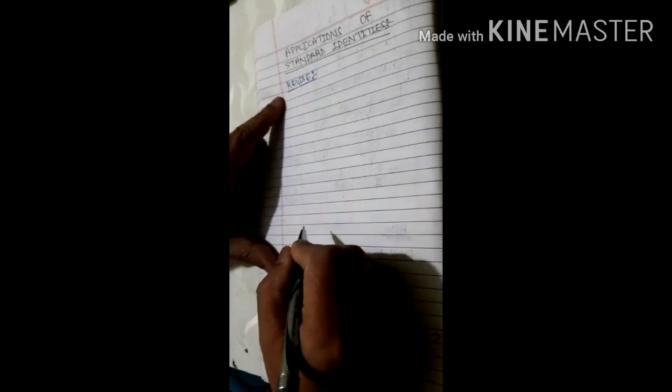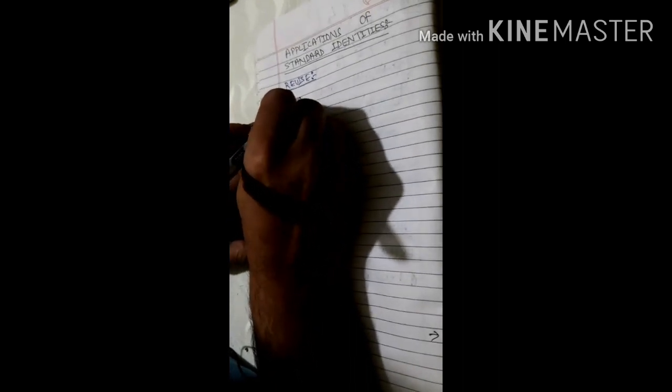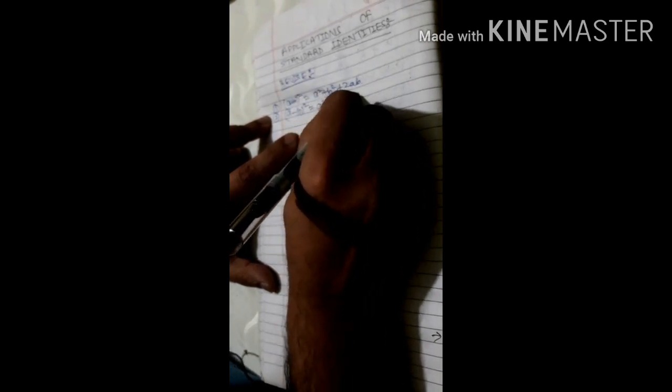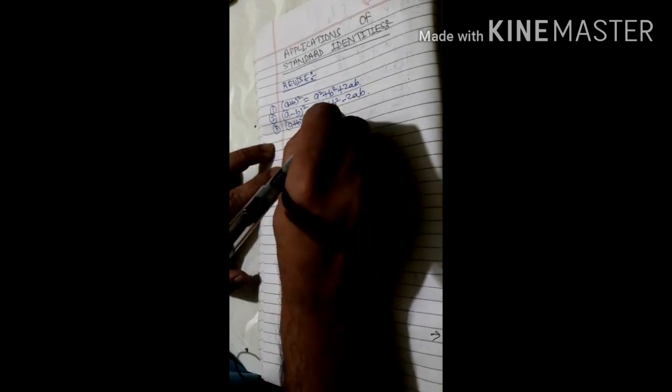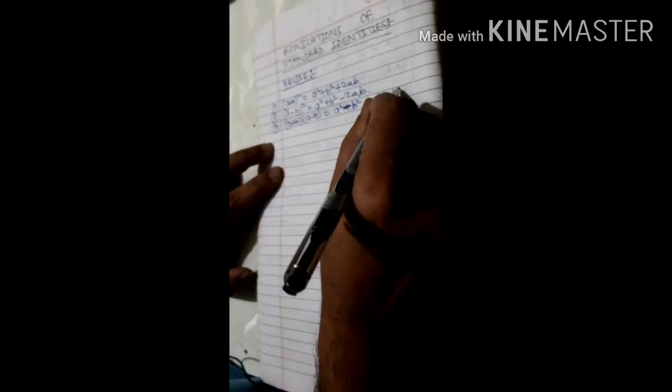In yesterday's class, we discussed a couple of important standard identities. The first one being (a plus b) whole square is equal to a square plus b square plus 2ab. The second one being (a minus b) whole square is equal to a square plus b square minus 2ab, and the third one being (a plus b) multiplied by (a minus b) is equal to a square minus b square.